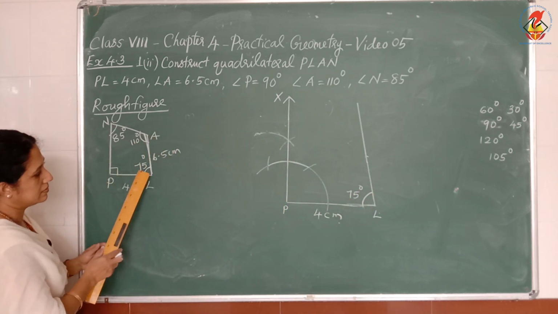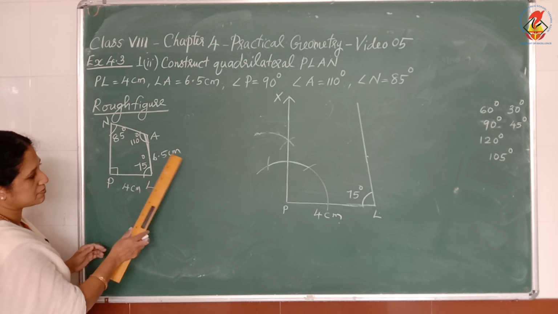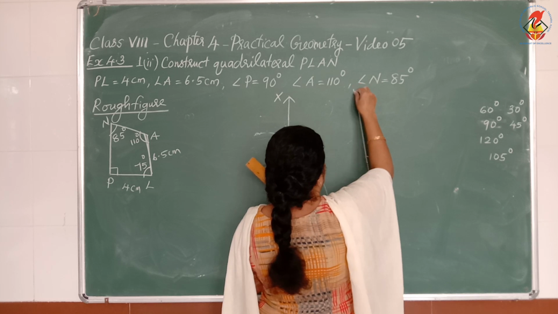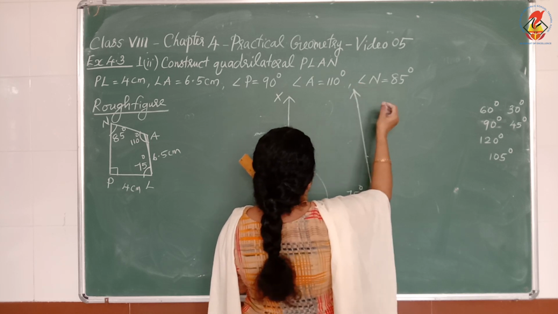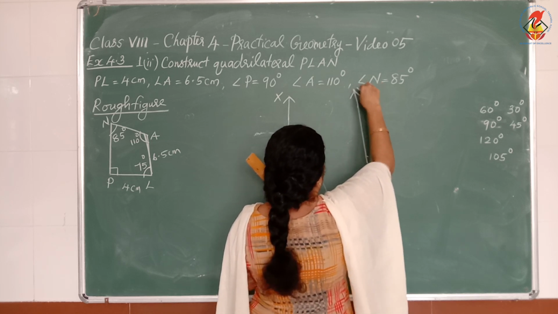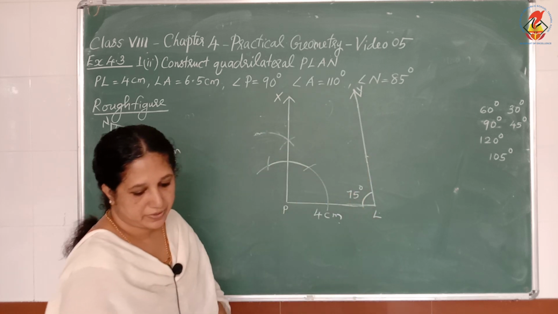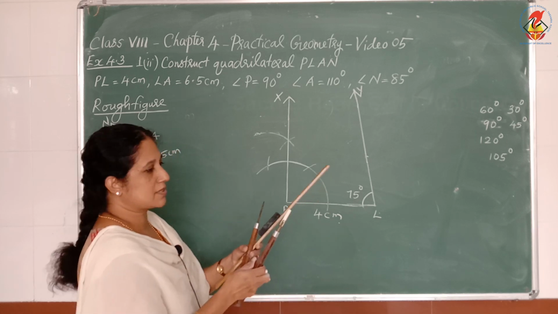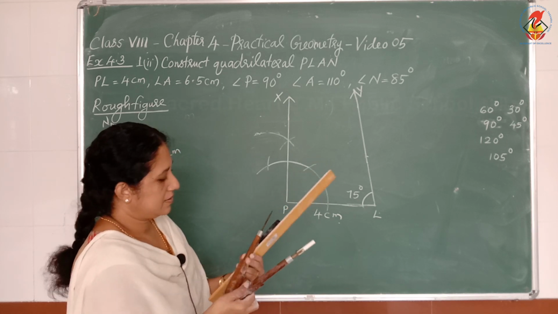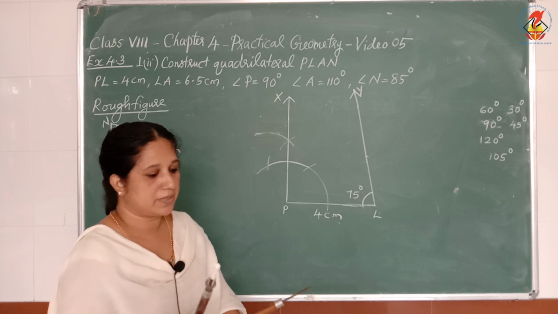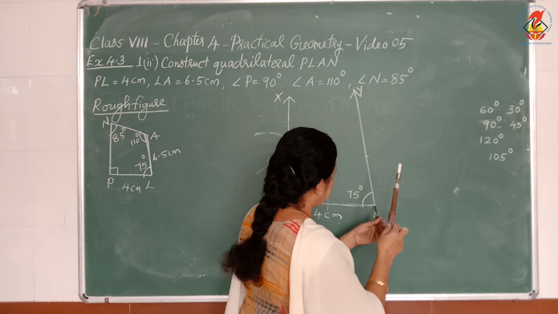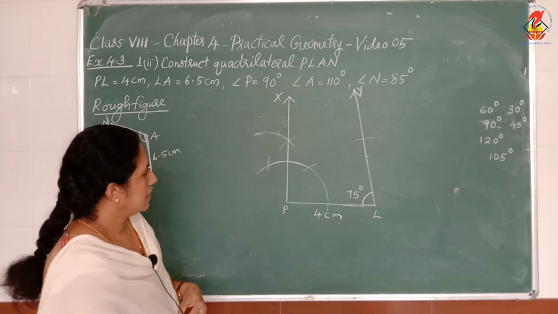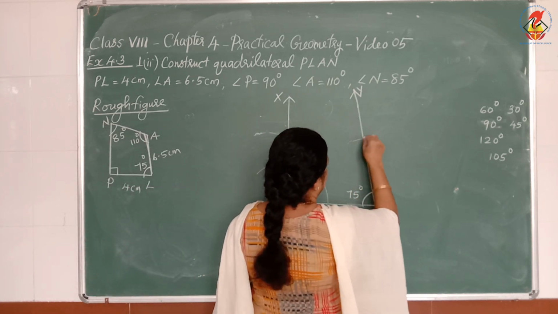Then look at that. What you have to do? You have to measure 6.5 centimeter along this ray. We can mark this ray as LY. Then measure 6.5 centimeter. Take 6.5 centimeter on your compasses. Then with L as center, you can cut it. Then mark this point as A.